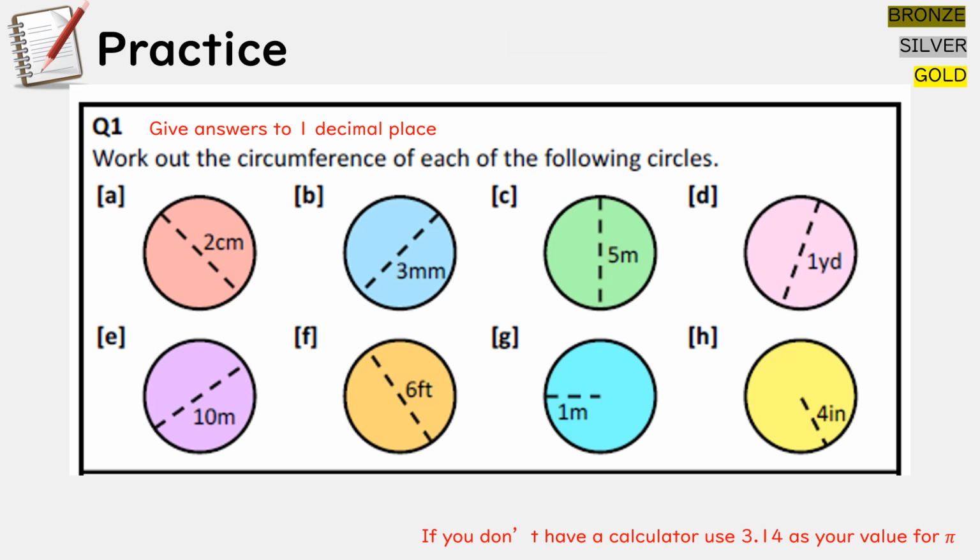Okay, so we've had a few practice goes. Now it's your turn to have a go at all of these questions. Don't be put off by some of the units. Here we've got yards, but you do exactly the same thing. Notice this bit here, give your answers to 1 decimal place. So if you are using a calculator to put pi in, round your answers to 1 decimal place.